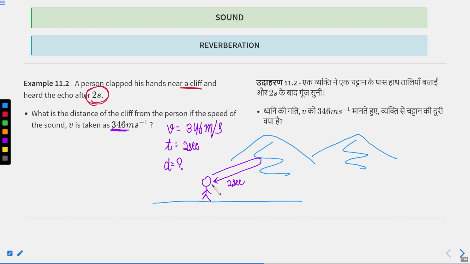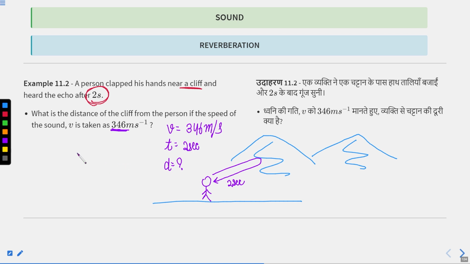Is this question clear? A person claps his hand near a cliff and hears an echo after 2 seconds. We have found that the speed of sound in the air is 346 meter per second. We have to find the distance between that cliff and that person. How can we calculate that? We are already given the speed, 346 meters per second, and the time period is 2 seconds. 2 seconds means the time the sound travels from this person to that cliff and returns back to him.